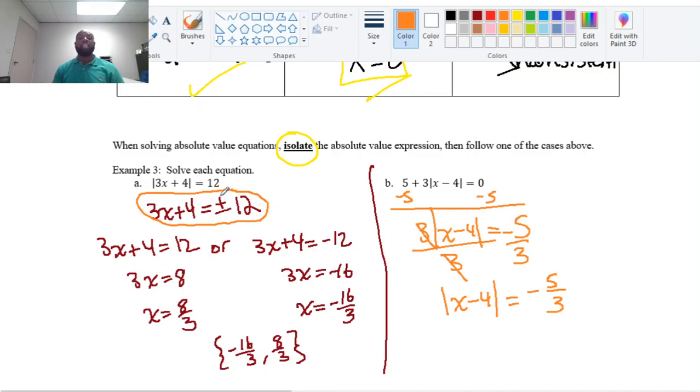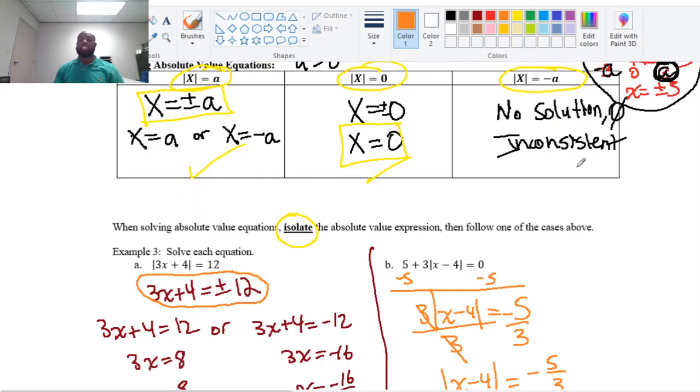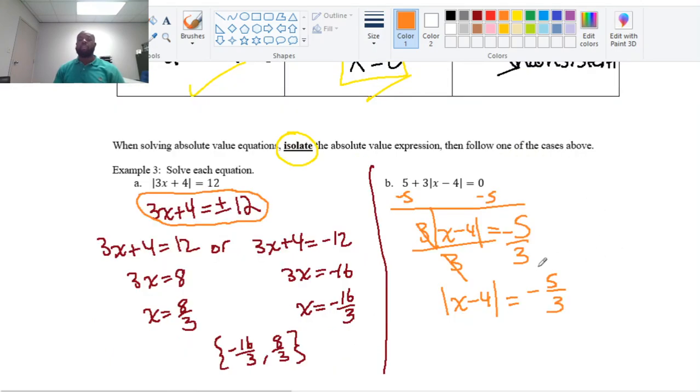And you may have a natural inclination to do exactly what you did over here. All right, but we did this because we have a positive number over here. Notice I have my absolute value on this side, and I have a negative number here. In this case, we have an inconsistent equation because an absolute value should never equal a negative number, right? And so there's no solution here, and we can identify this equation as inconsistent.